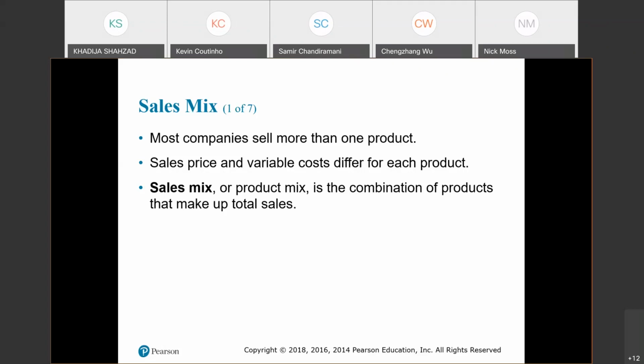Sales price and variable cost differ for each product, so each product makes a different contribution to profit. To calculate the break-even points for the company, we must compute the weighted average contribution margin of all the company's products. The sales mix provides the weights that make up the total product sales. The weights equal 100% of total product sales.